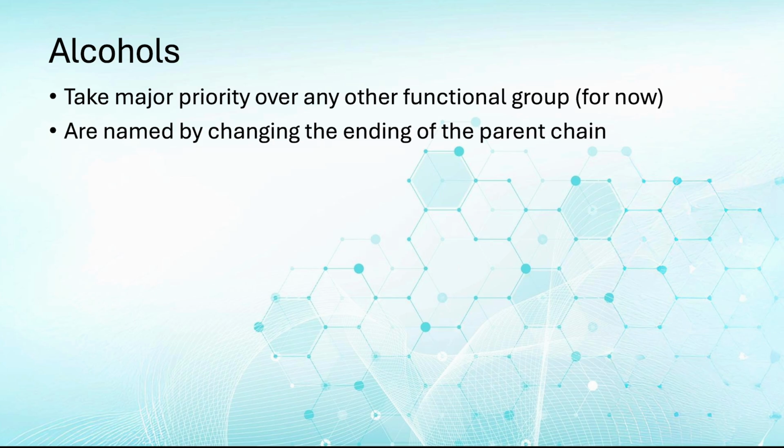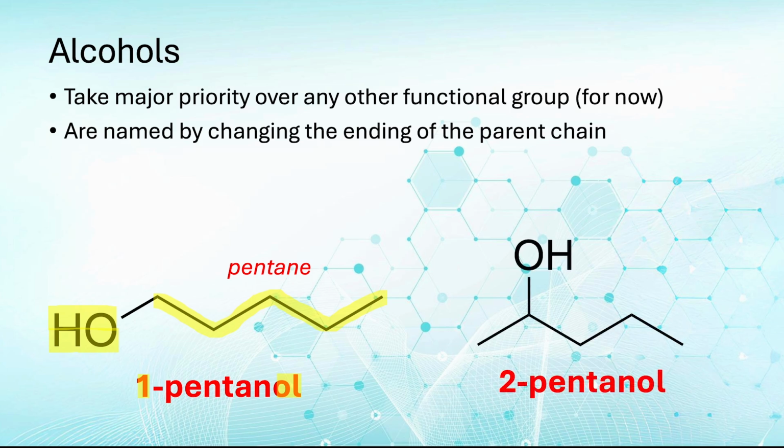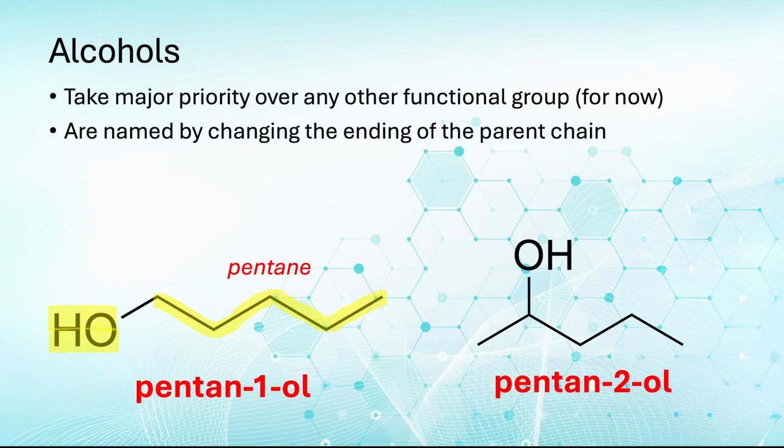For example, here we have a straight chain 5-carbon alcohol. The parent chain is pentane, but we have a hydroxyl on the first position. The name would therefore be 1-pentanol. Notice that we put the number in front of the parent chain and change the suffix to -ol. If the hydroxyl stood in the second position, the name would become 2-pentanol. These two names can also be written as pentan-1-ol and pentan-2-ol. Don't start panicking if you see alcohols and future functional groups written this way.